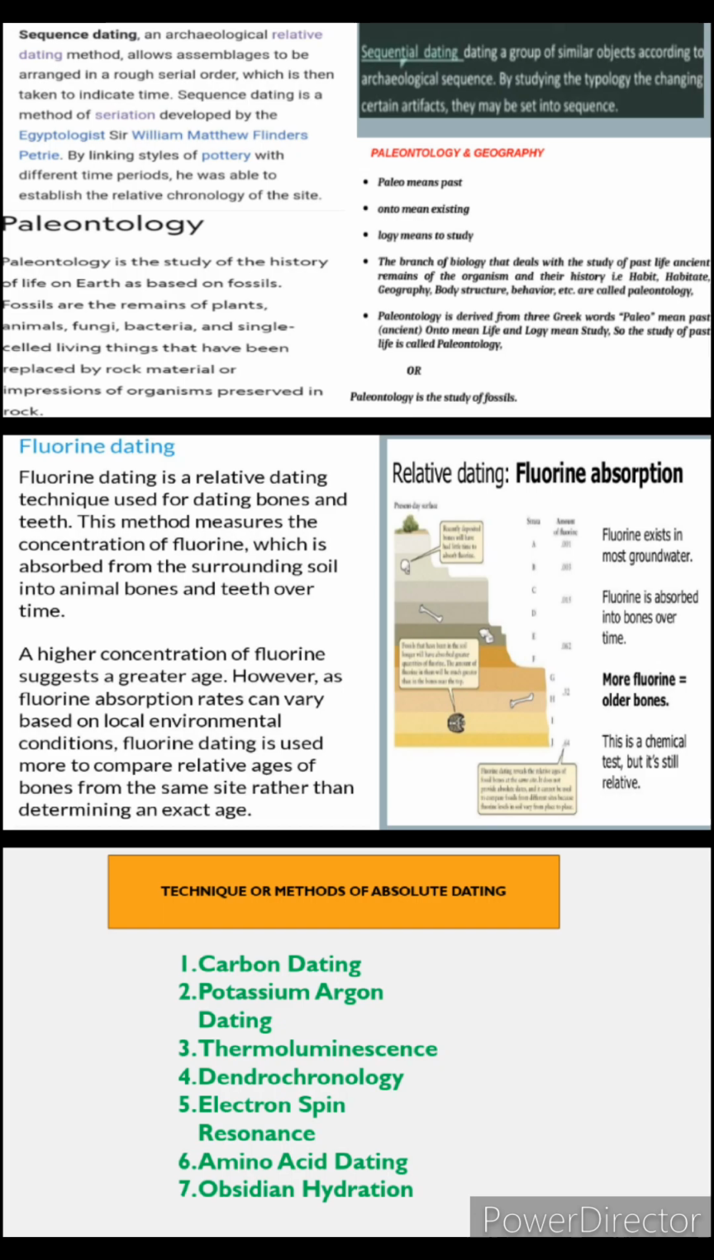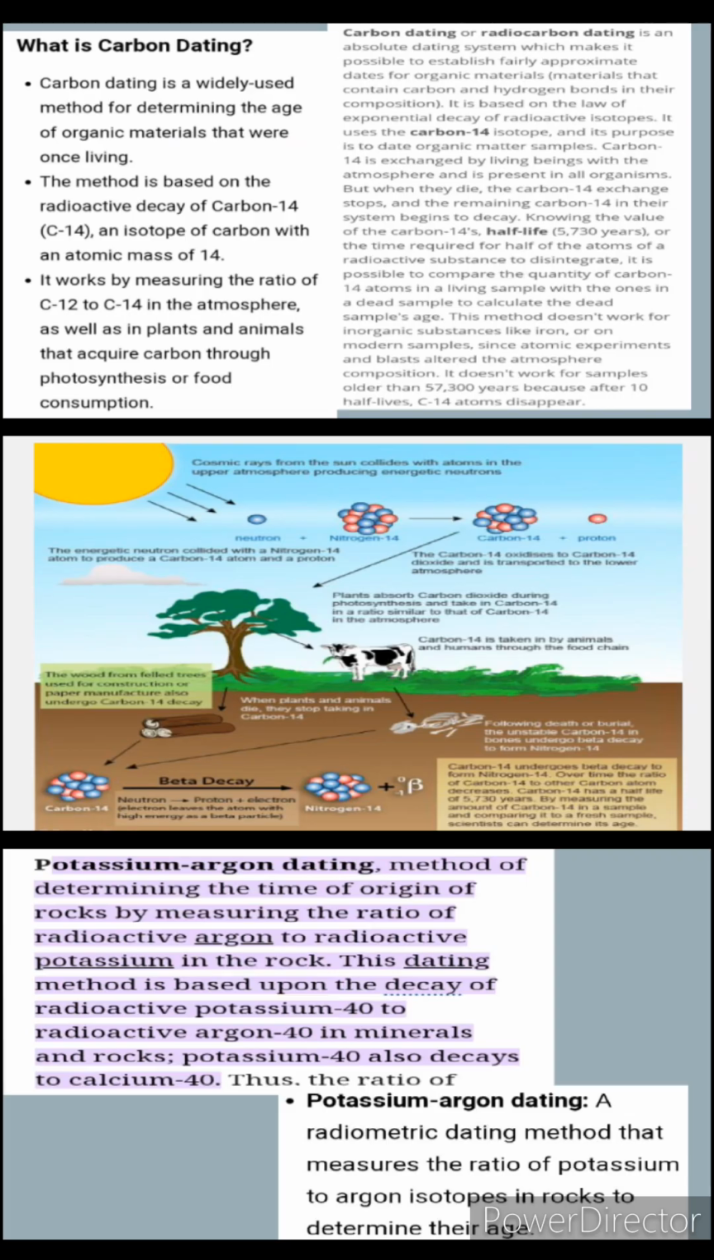Next, we discuss the methods or techniques of absolute dating. There are 7 methods of absolute dating: carbon dating, potassium argon dating, thermoluminescence, dendrochronology, electron spin resonance, amino acid dating, and obsidian hydration. So the first one is carbon dating.